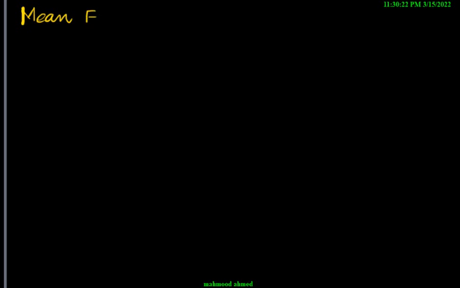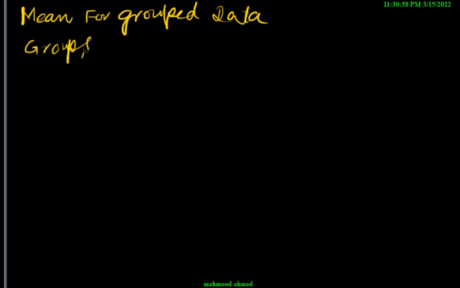Mean for grouped data. Groups and intervals are the same thing, and groups and intervals have corresponding frequencies. If you have this type of data, then how do we calculate the mean? This is the lesson of today.